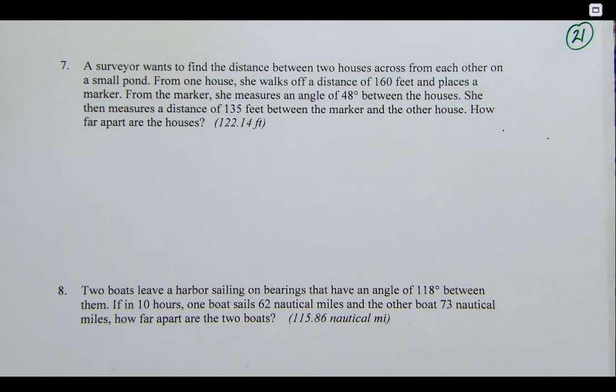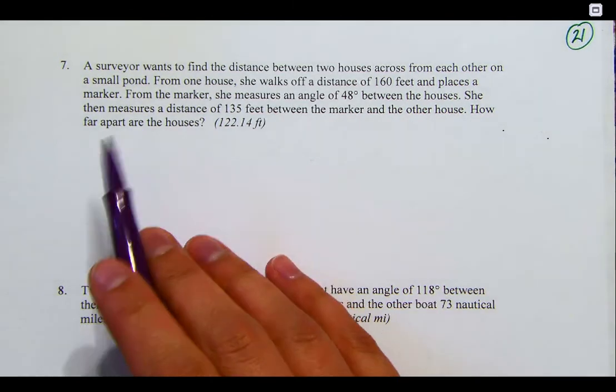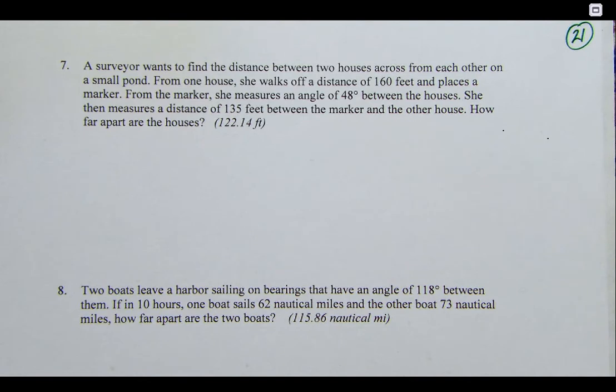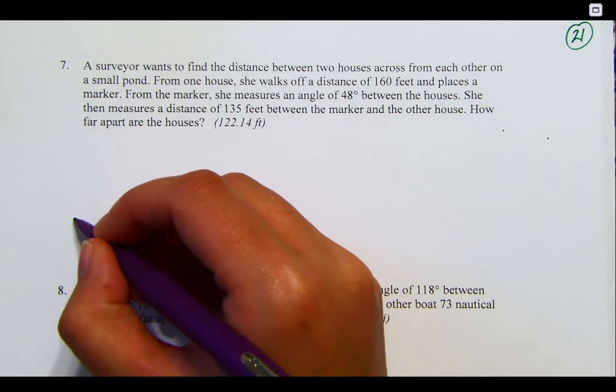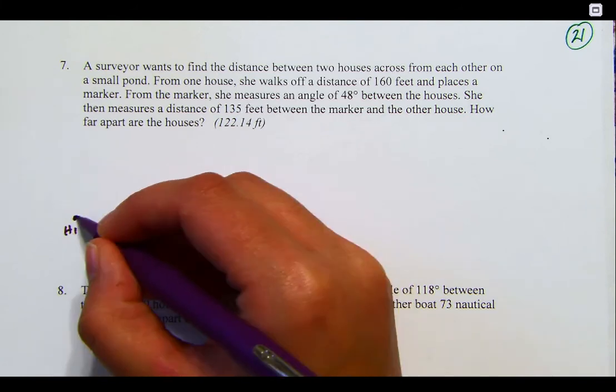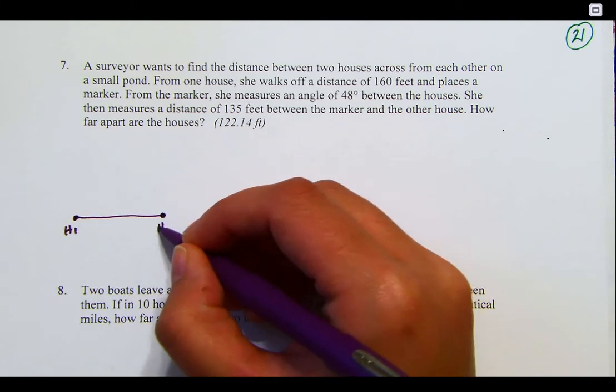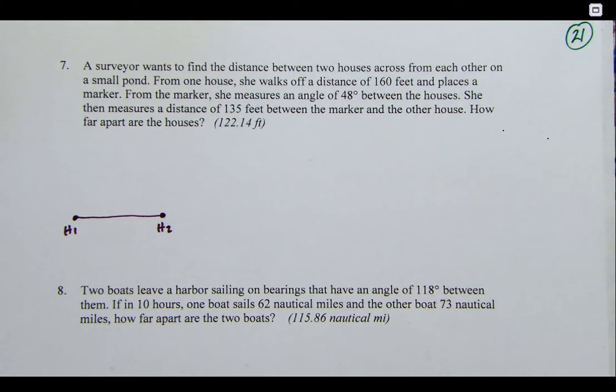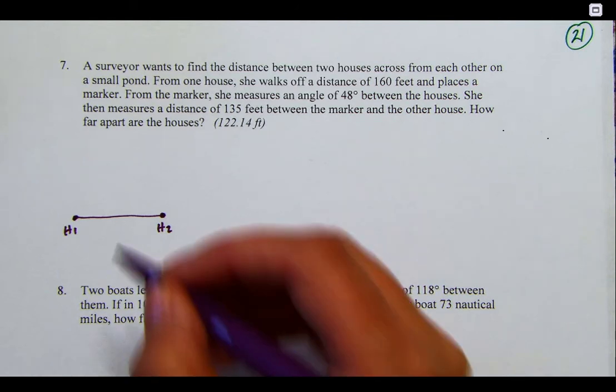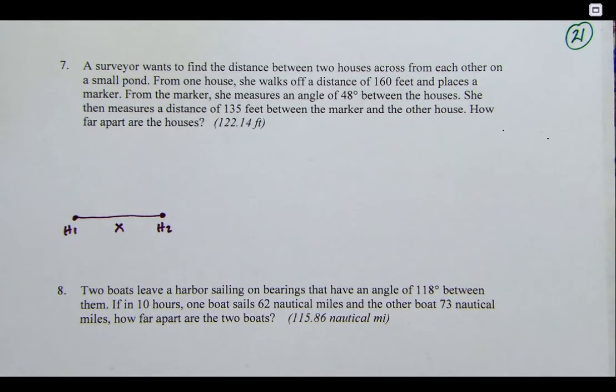All right, so just like with all of the story problems, we are going to start by drawing a picture of the situation. So if we go back and read through the problem, we're trying to find the distance between two houses across from each other. So here's house 1 and house 2. And we are trying to find that distance, so I'm just going to put my X there.